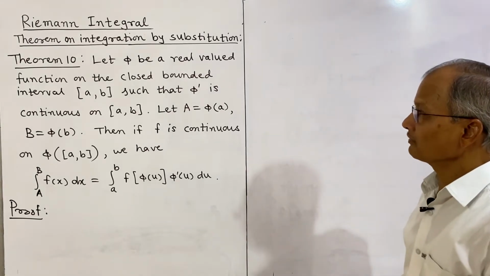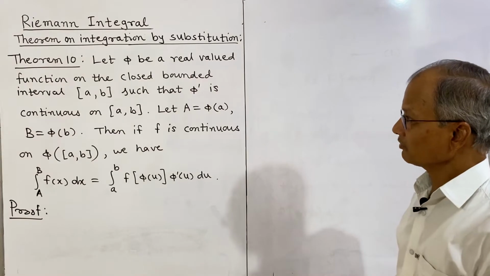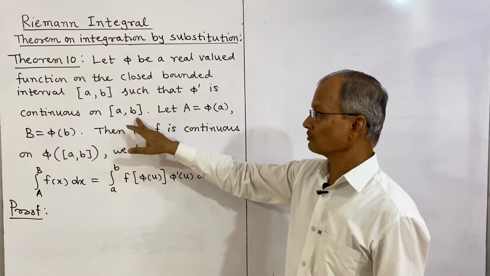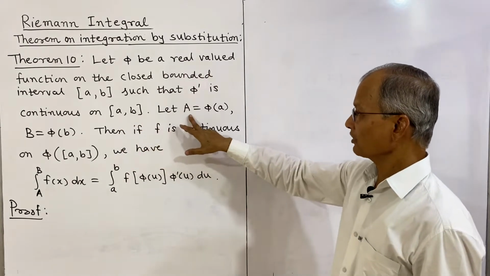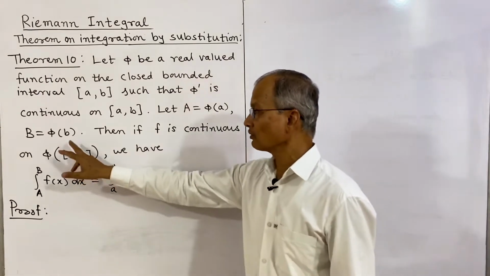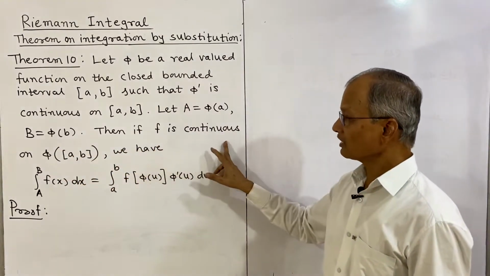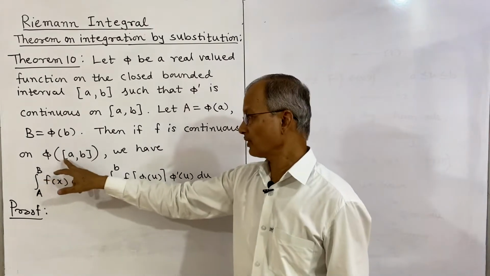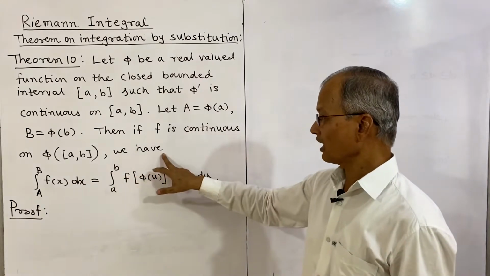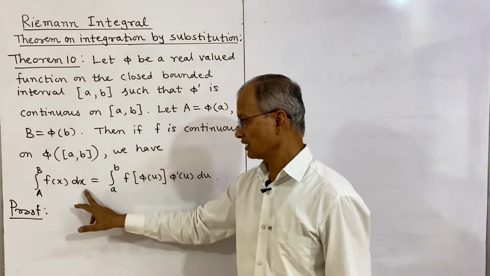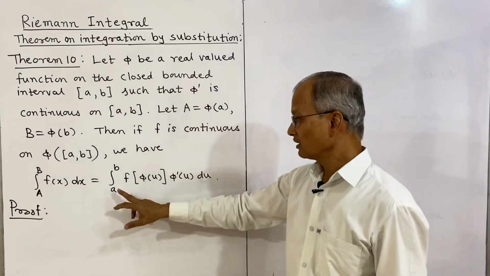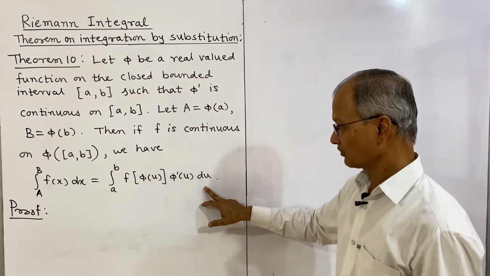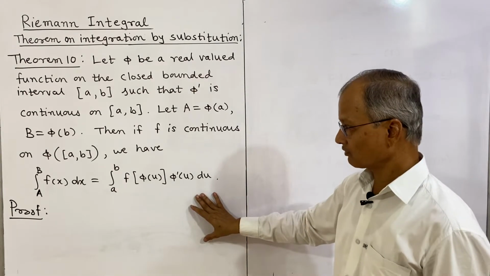Let phi be a real valued function on the closed bounded interval a to b such that phi dash, the derivative of phi, is continuous on the closed bounded interval a b. Let further capital A be equal to phi of a, capital B equal to phi of b. Then if f is continuous on this interval, that is the image of this interval under phi, the interval phi of a to phi of b, then we have the integral from capital A to capital B of f of x dx is equal to the integral from small a to small b of f of phi of u, phi dash of u du. So, this is the theorem that we have to prove.